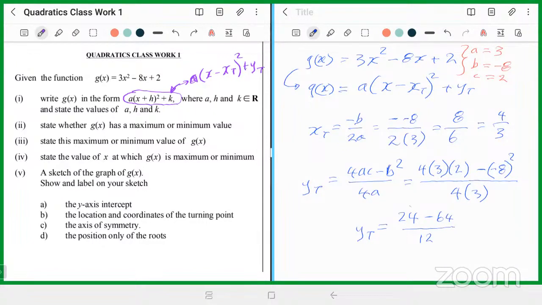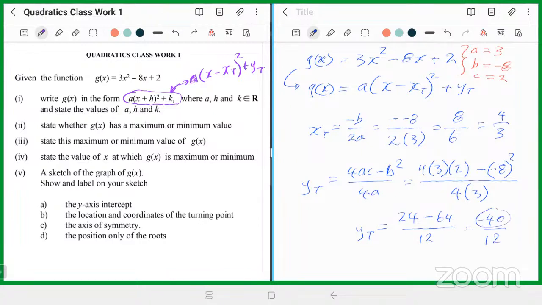Then this becomes 24 minus 64. So you're subtracting a large number from a small number. It must become negative. 24 minus 64 is negative 40. Some persons have the negative 40 and then throw away the minus. You cannot throw away the minus. So this becomes negative 40 divided by the same 12.